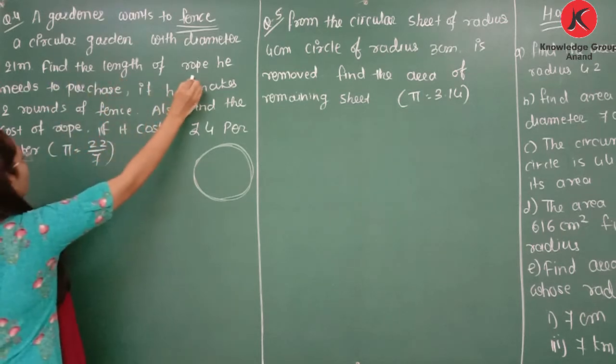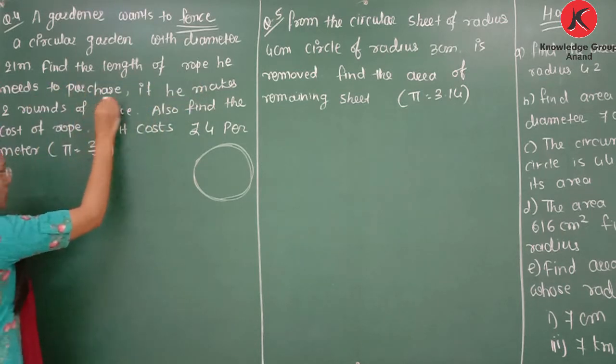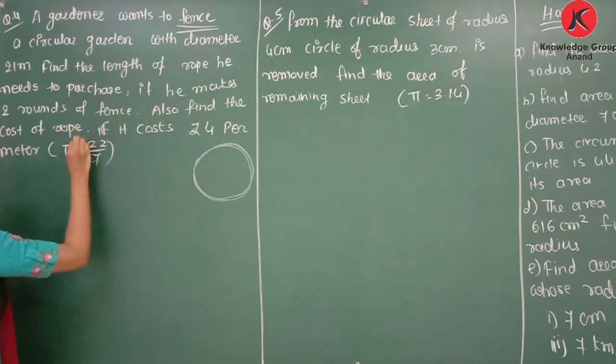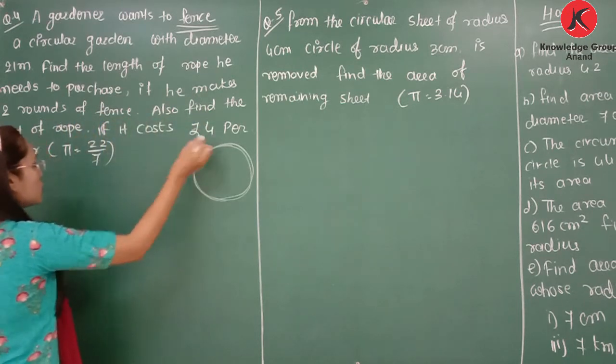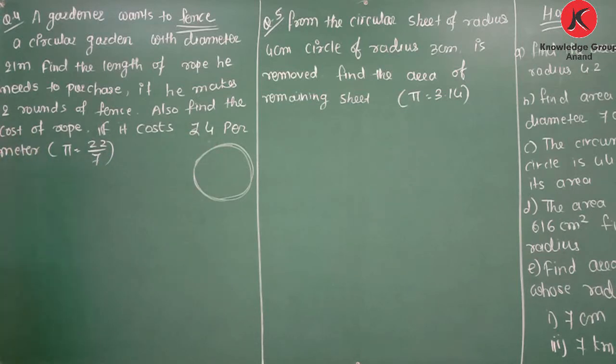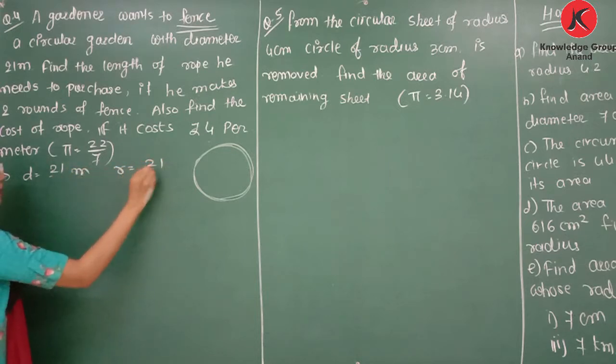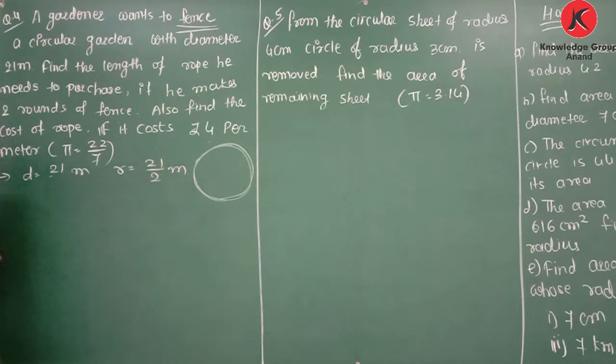Find the length of rope needed to purchase if he makes 2 rounds of fence. Also find the cost of rope if it costs 4 rupees per meter. Fencing means it is a circumference. So first of all we will find the circumference of the circle. Here diameter is given 21 meter. So radius is what? 21/2 meter. Divide diameter by 2.